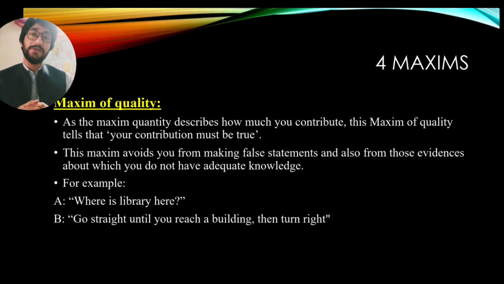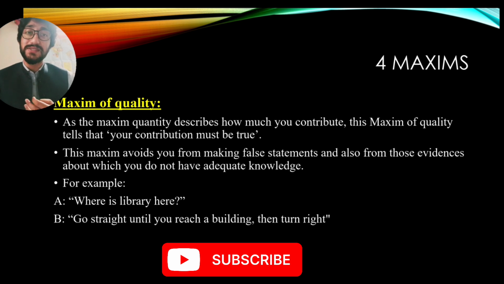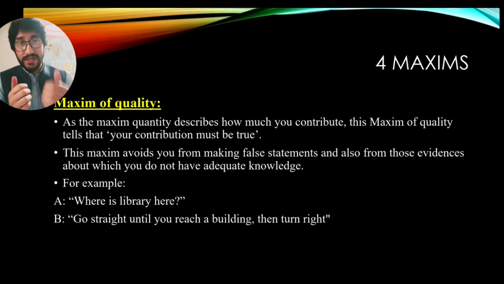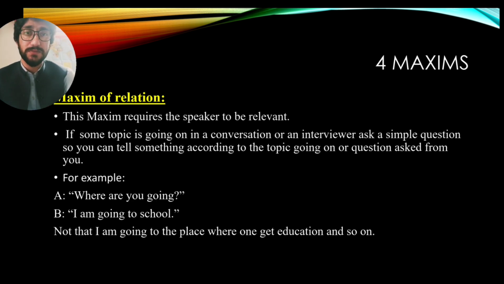For example, if A asks B, where is the library here? So this means that there is a library here, but the speaker does not know its location. And B replies, go straight until you reach a building and then turn right. So this is an effective answer. Why? Because it contains the true information about the library. And this is the maxim of quality.